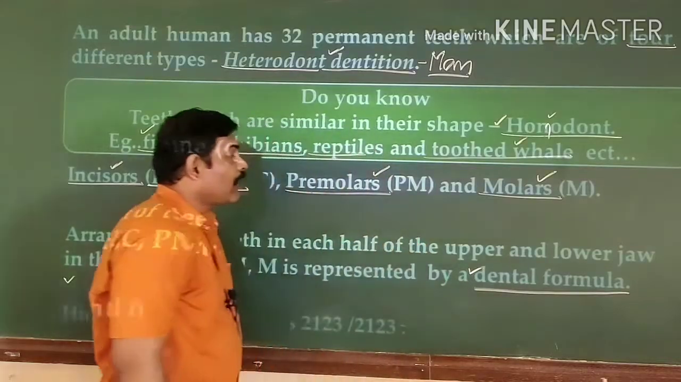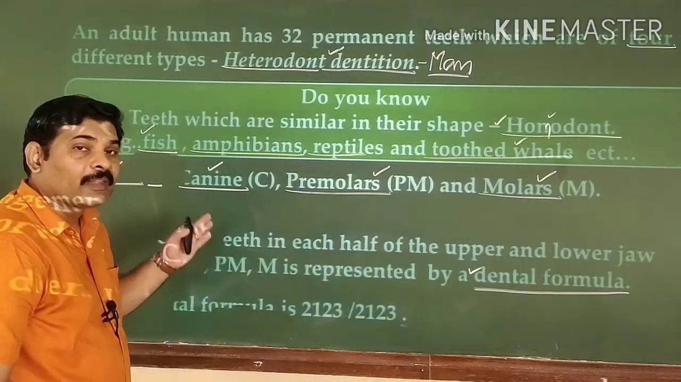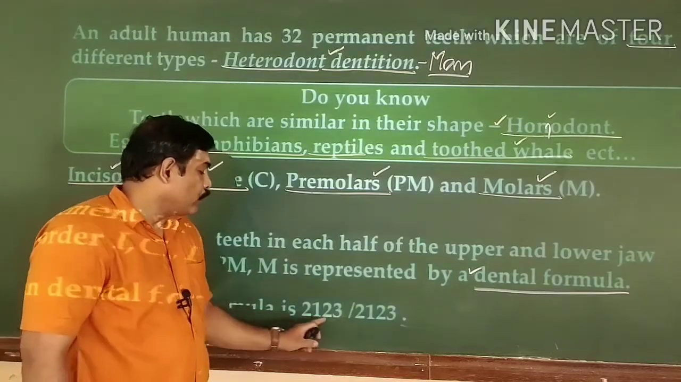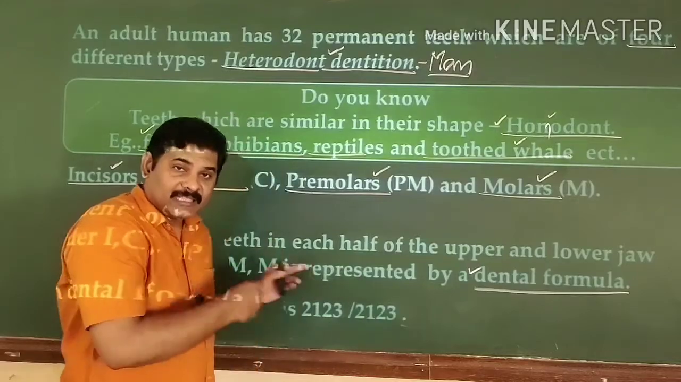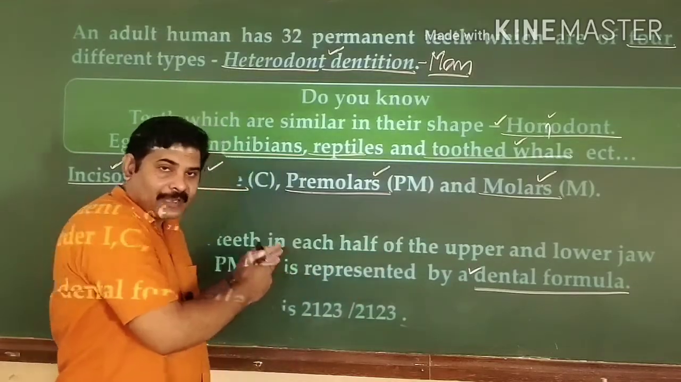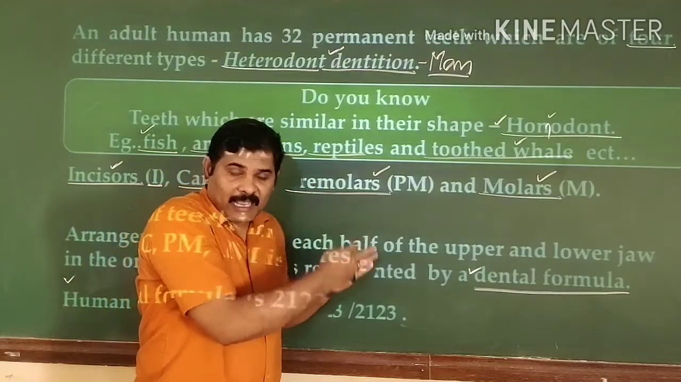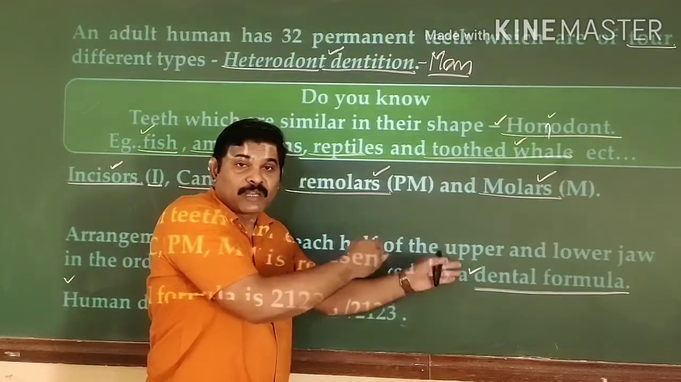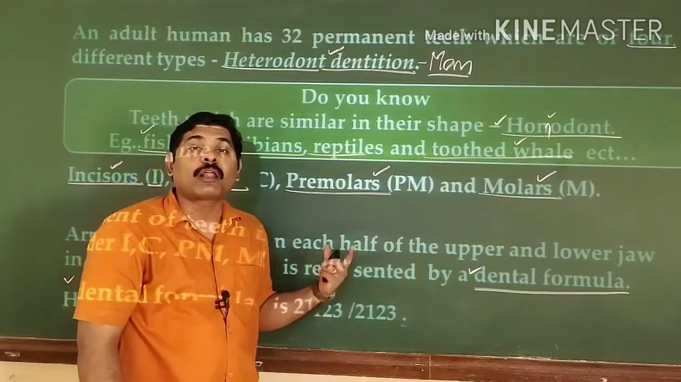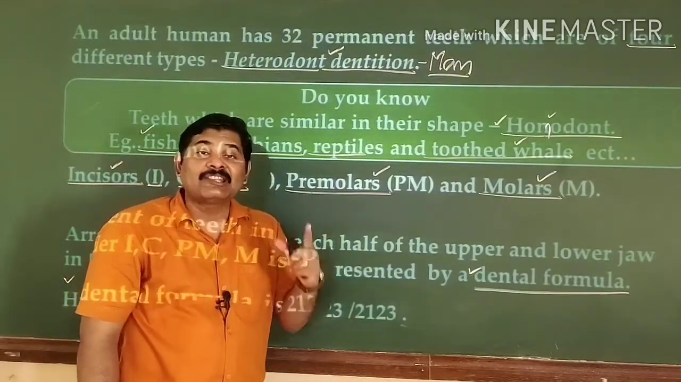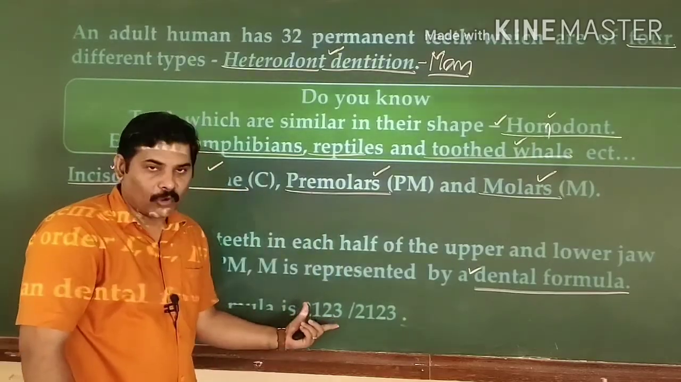And this dental formula, in adult human beings, very important bit, is 2 by 2, 1 by 1, 2 by 2, 3 by 2, 3 by 3. But this is in a particular order. The first one represents the incisors, whereas the second one always represents the canine. Third one is premolars, whereas the fourth one is the molars. This is the way the teeth are arranged in each of the upper and lower jaw, and that is represented by the dental formula.